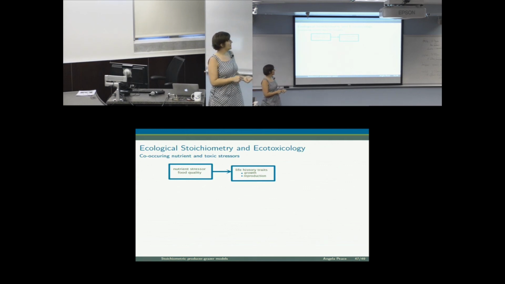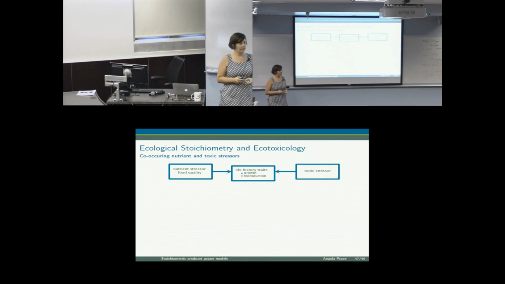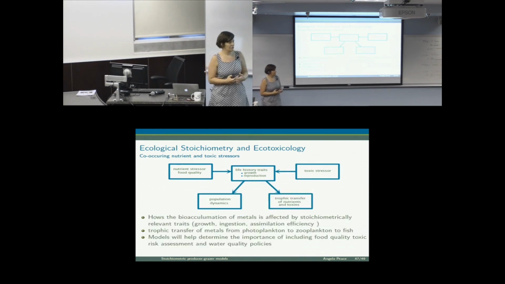We know that nutrient stressors, and I've been talking about food quality issues a lot this afternoon, have an effect on life history traits such as growth and reproduction. We know that toxic stressors have the same kind of influence on these life history traits. So I think this framework would be a nice place to start looking at co-occurring nutrient and toxic stressors. Life history traits that get varied like this affect population dynamics and community structure, as well as the trophic transfer of nutrients and potentially the trophic transfer of toxics as well.